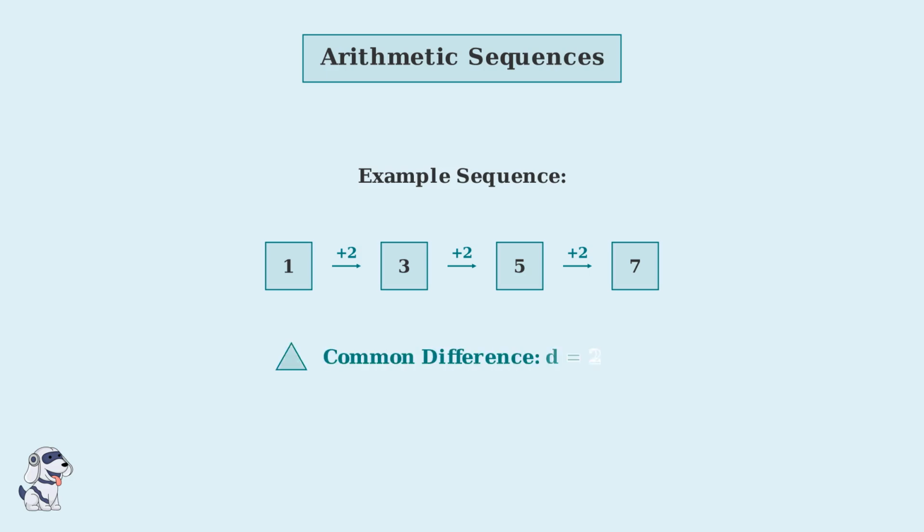So we can say that this arithmetic sequence has a common difference of D equals 2. Every term is exactly 2 more than the previous term, creating a predictable pattern. Understanding this concept of common difference is fundamental to working with arithmetic sequences, as it allows us to identify patterns and make predictions about future terms.